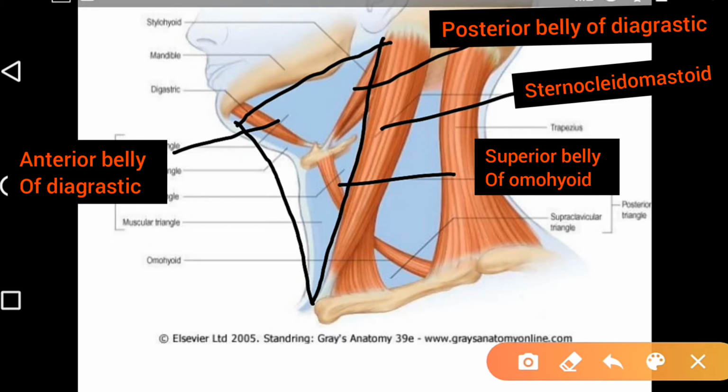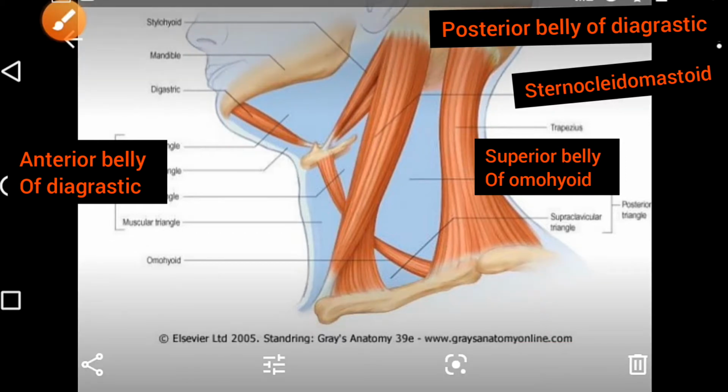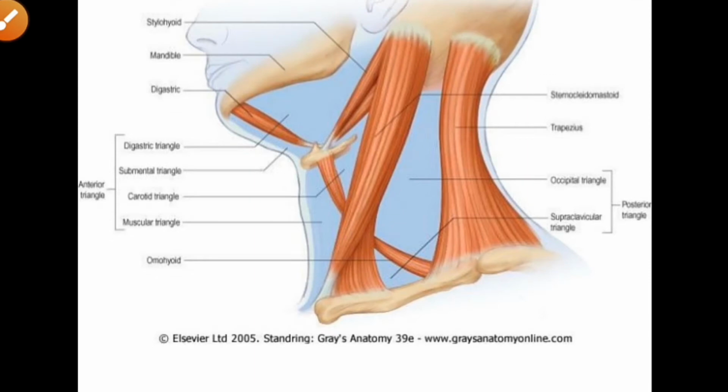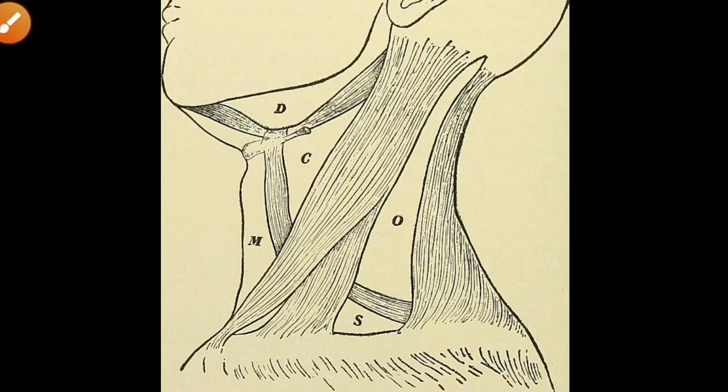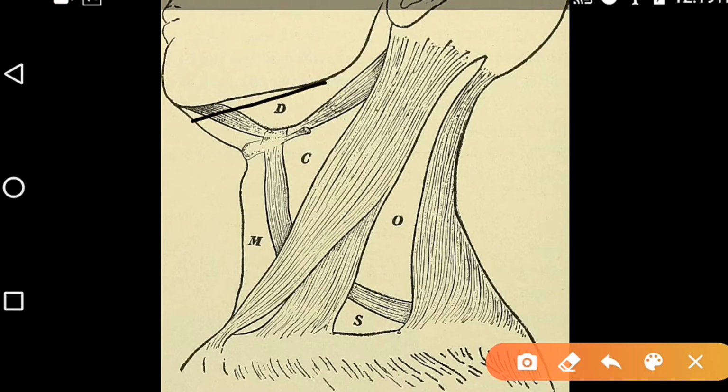We have already discussed some muscles' origin and insertion in the posterior triangle of neck. So if you haven't seen that video, I recommend you see the posterior triangle of neck first because it will help you understand much better. So let's start with the anterior triangle of neck, and let's start with the boundaries.